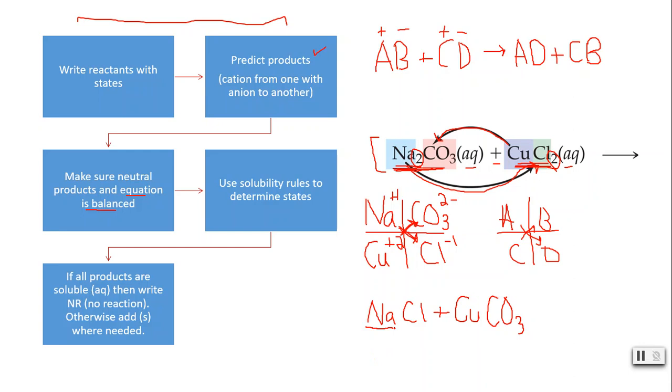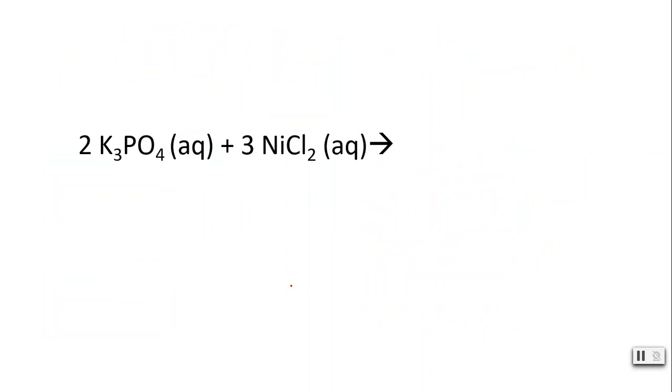So the only way to change the number of sodiums on my product side is to add coefficients in front of the molecule. So in this case, I'm going to add a 2. I'm not sure why I went back. Sorry, guys.